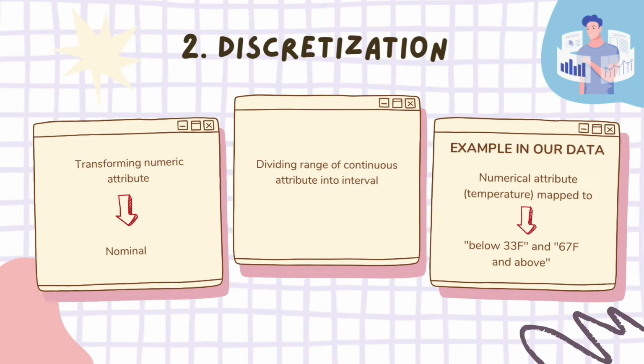Discretization is transforming numeric attributes to nominal. This method is also used to divide the range of continuous attributes into intervals. For example, values for numerical attributes like temperatures may be mapped to below 33 Fahrenheit and 67 Fahrenheit and above.